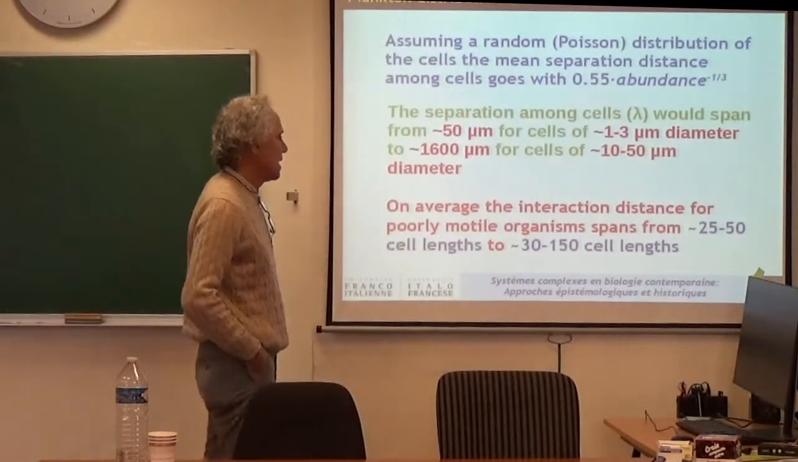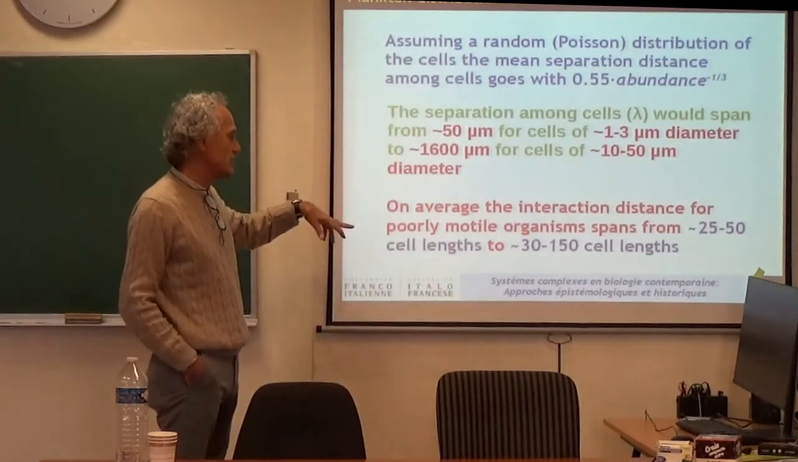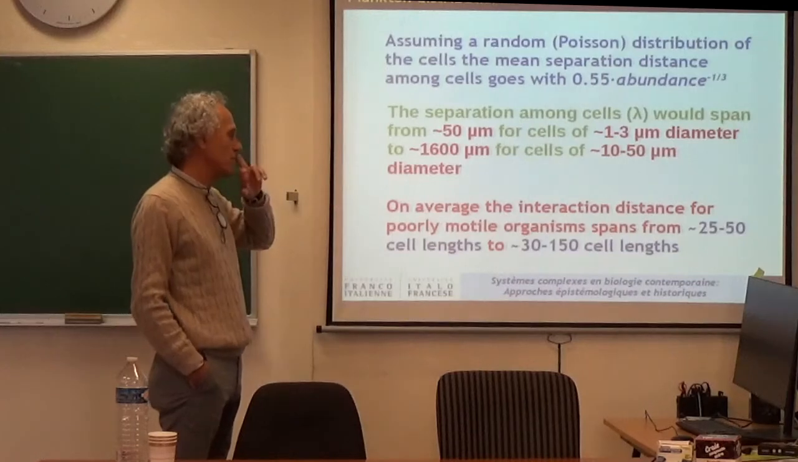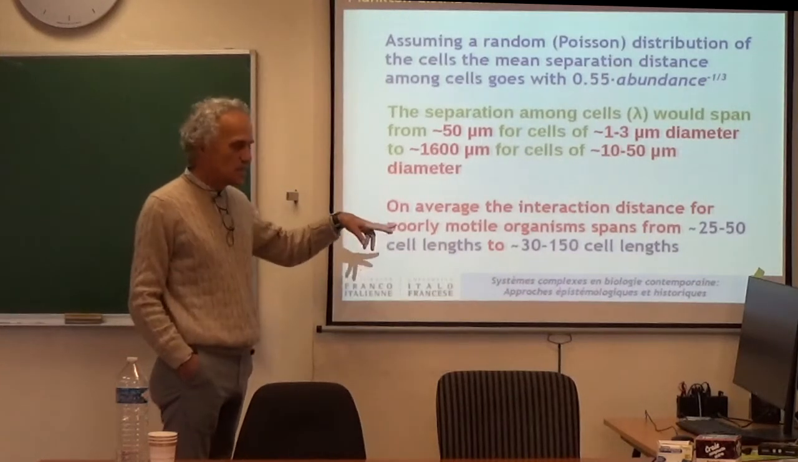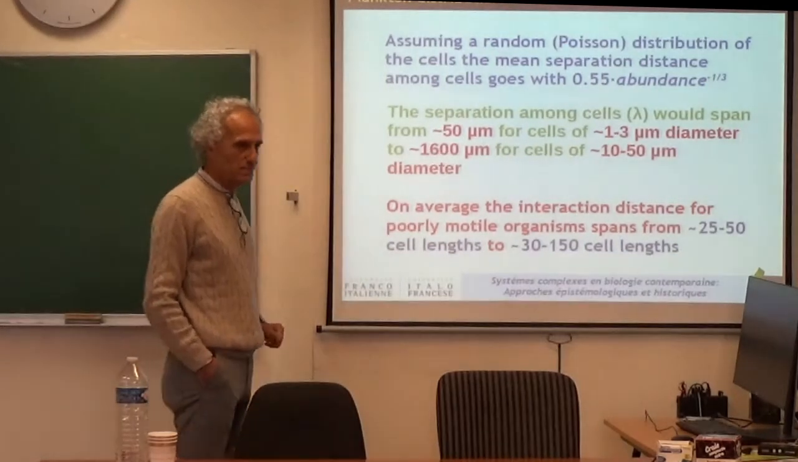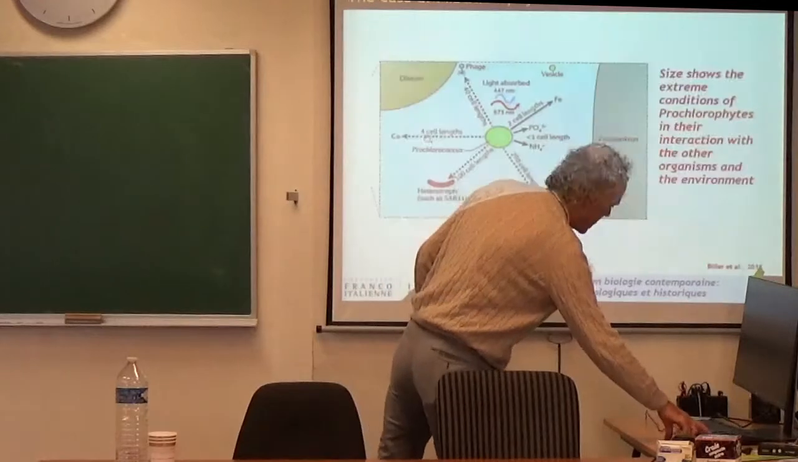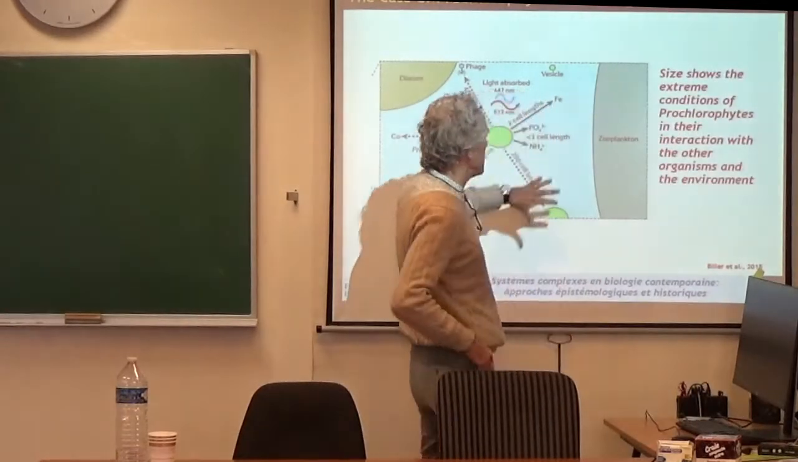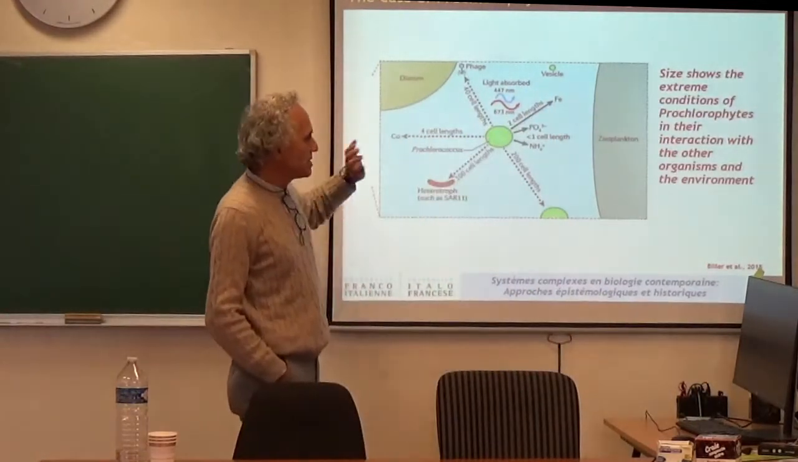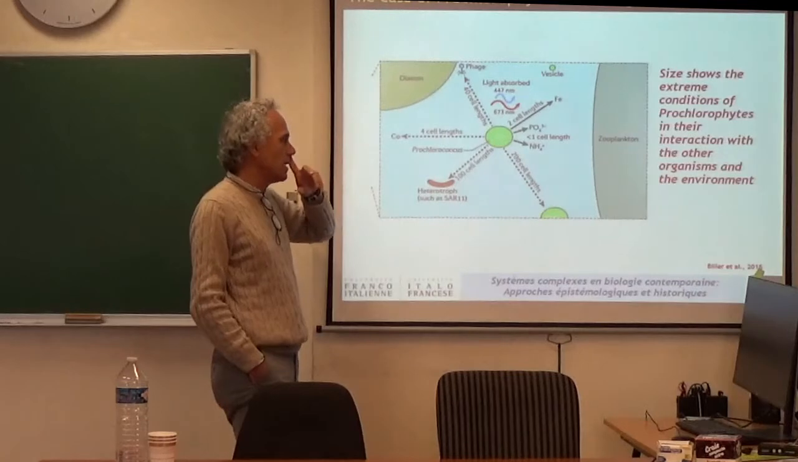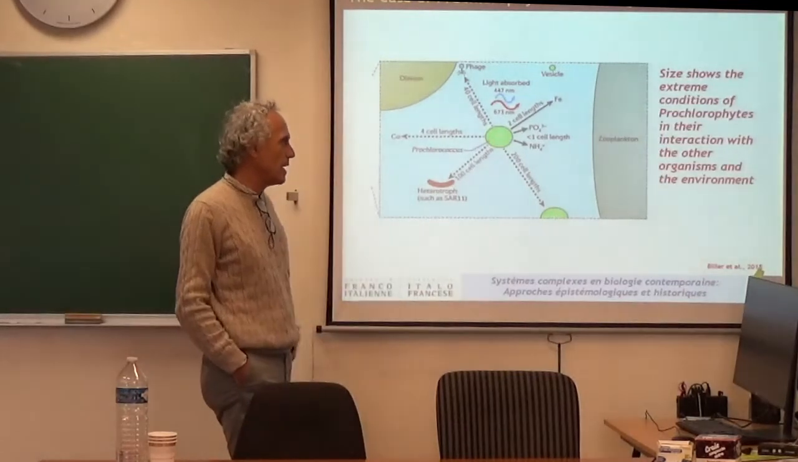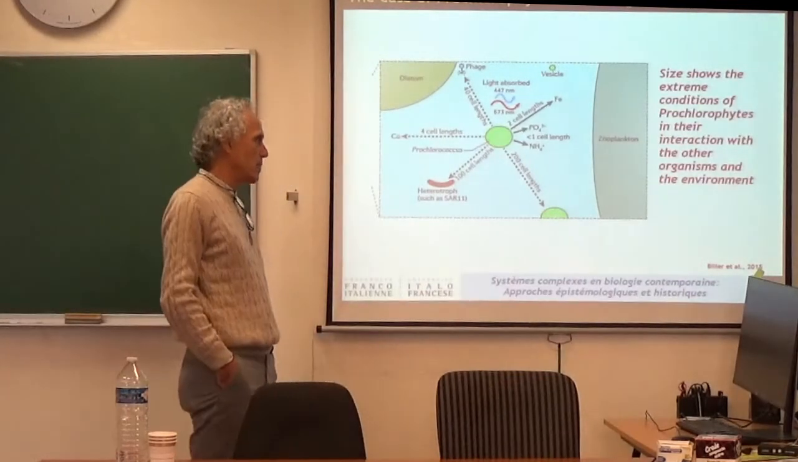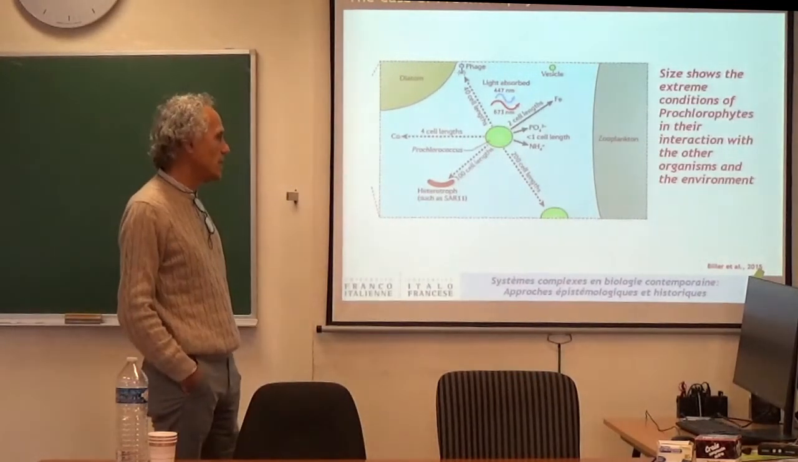So on average, the interaction distance for poorly motile organisms spans from 25 to 50 cell lengths, where cell length is the cell diameter. So this is the picture. This is a very extreme environment in the tropical areas, where the abundance of these organisms is quite low.